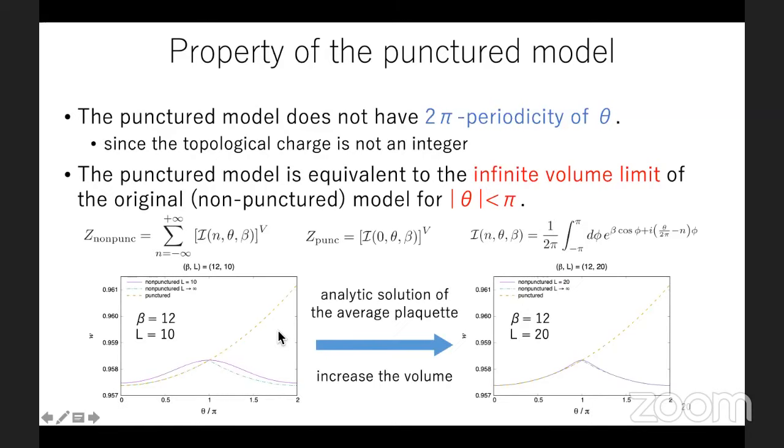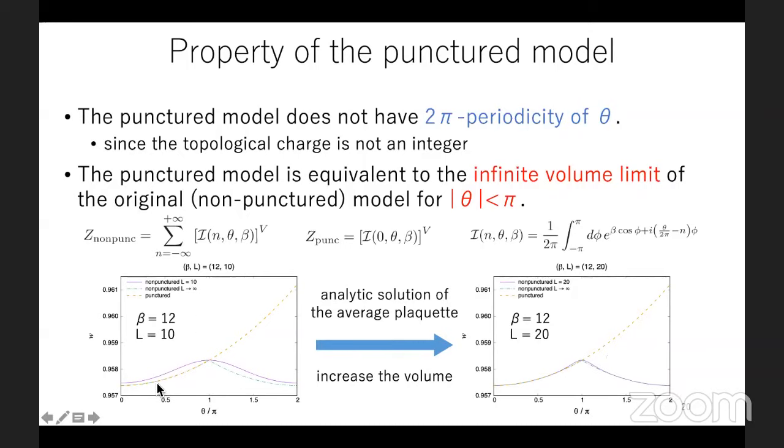We can check it by calculating an analytic observable. This purple line corresponds to the plaquette average on the non-punctured model. In this case, the lattice size is 10 by 10. In this case, the lattice size is 20 by 20. And this green line corresponds to the infinite volume limit of the non-punctured model. You can see that if we increase the volume, this purple line approaches this green line.